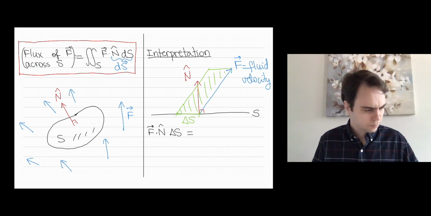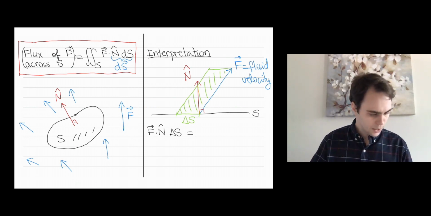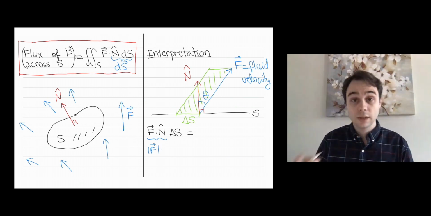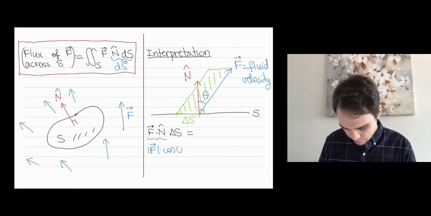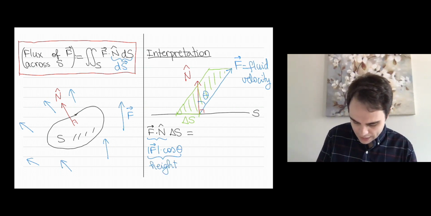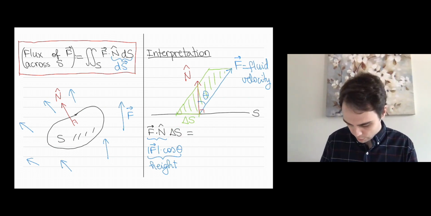Now, F dot n, this part over here, if this is cosine theta, is just the length of F times the length of the unit normal times cosine theta. And this is actually just the height of the tower of fluid. So multiplying the height of this tower, F cosine theta, by the area of the base, I get the volume of fluid.